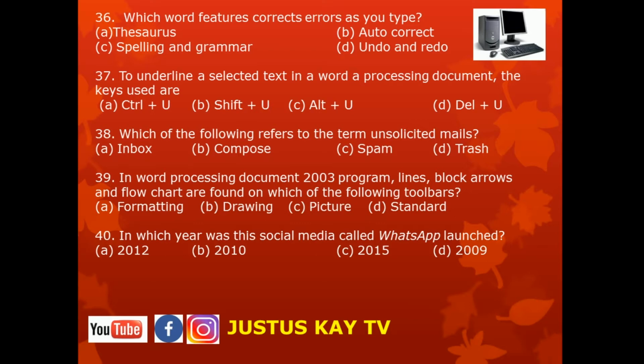Question 39. In Word Processing Document 2003 program, lines, blocks, arrows, and flowchart are found on which of the following toolbars? A. Formatting toolbar. B. Drawing toolbar. C. Picture toolbar. And D. Standard toolbar. Question 40.